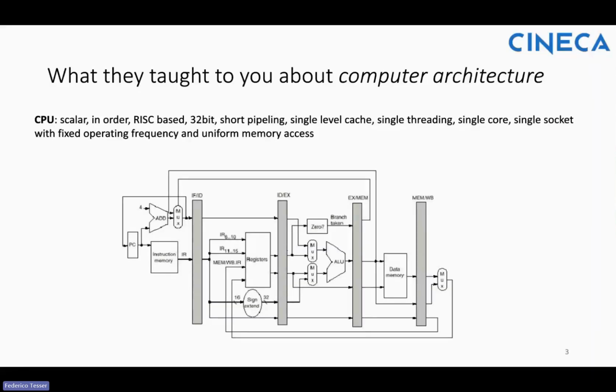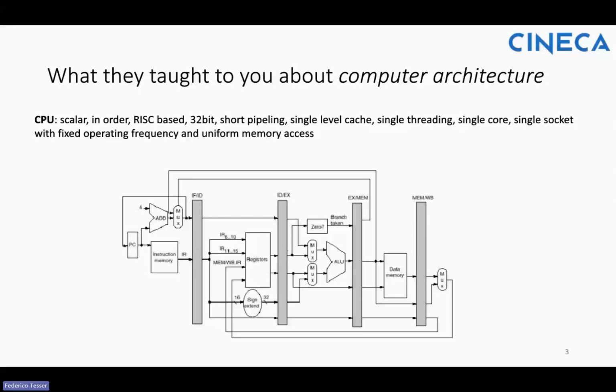Okay, so in an ideal world, an ideal CPU is something very linear, no? It's something scalar, in-order execution based on a reduced instruction set, 32-bit, short pipelining, just one cache, uniform memory access. So something very cool to deal with.